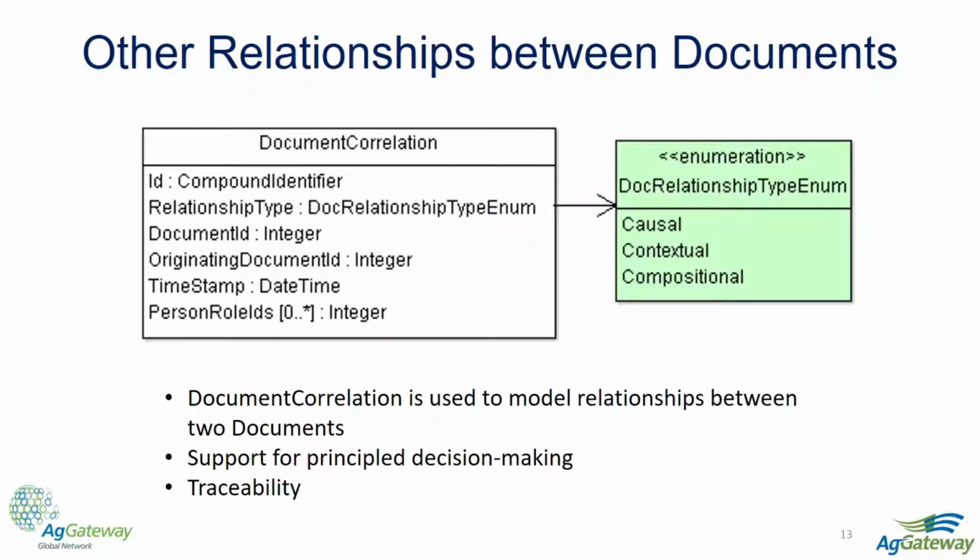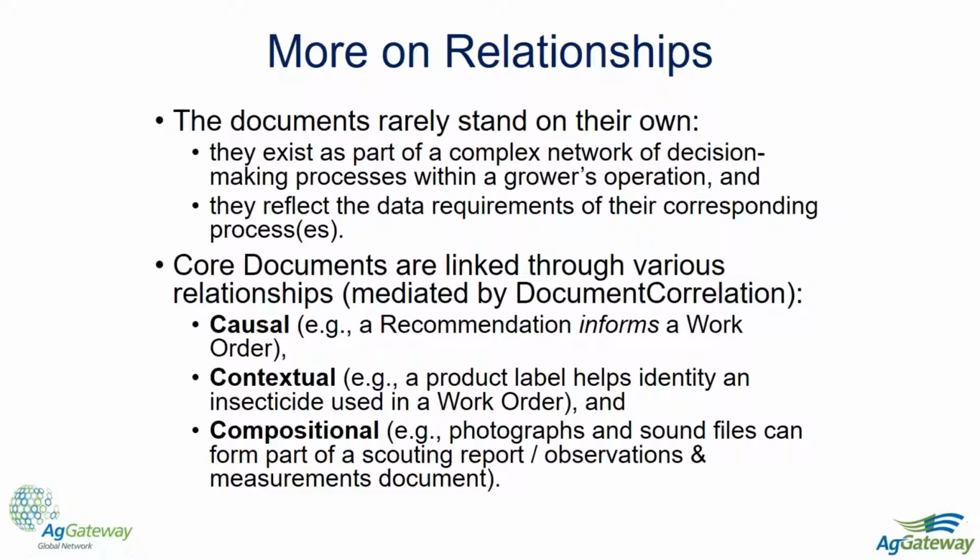An important implication of document correlation is that it provides the foundation for our support for principled decision-making and traceability. So if you have a document, you can enable that it doesn't exist in a vacuum, that it tells you where it came from, what other documents gave rise to it. Stuart, do you want to make any additional comments there? No, I think you've covered it really well.